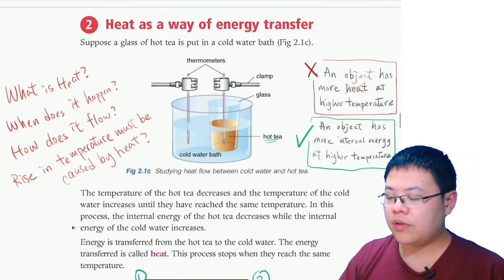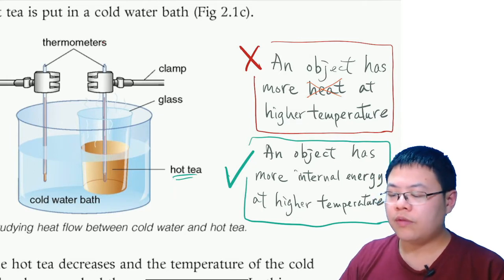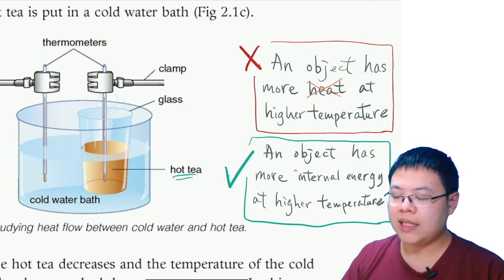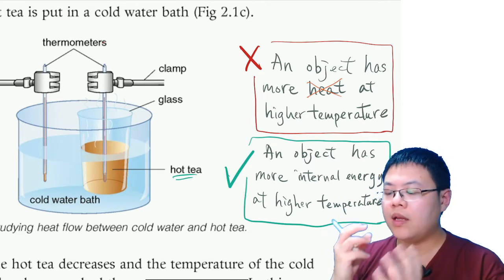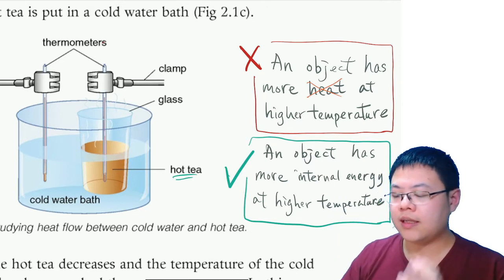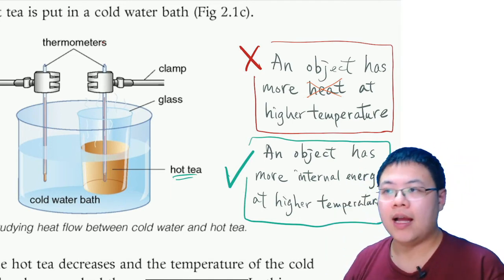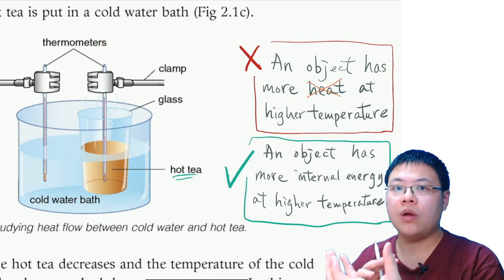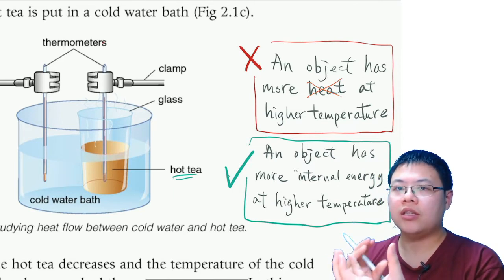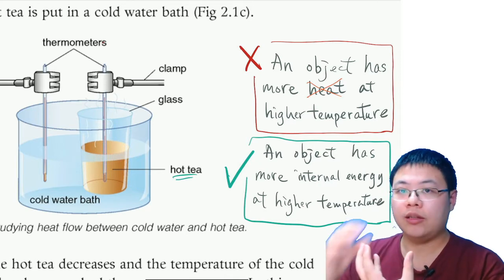But sometimes you will hear sentences like this, which is wrong. Someone will say, okay, an object has more heat at high temperature. This is not correct. The concept that he wants to deliver is that the object has more internal energy at higher temperature. But it is not heat, because if you are talking about one object alone, there is no heat. This energy that indicates how much it carries is internal energy.